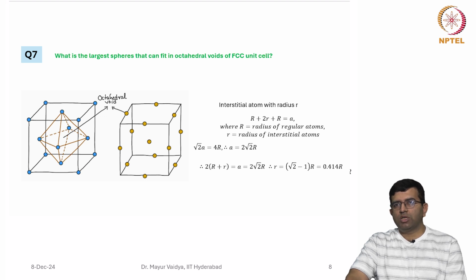So if you put it here, you get 2r plus 2R is equal to 2 root 2 R, or small r is equal to root 2 minus 1 into capital R, which is 0.414 R. So that is the largest sphere that can fit in the octahedral void of an FCC unit cell. I do suggest you please try this out for the other unit cells and other types of voids as well.